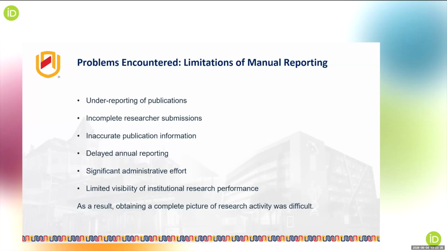Right, so I earlier mentioned a few limitations. Some of them here on the screen are underreporting of publications. This whole manual reporting process was causing underreporting of publications, incomplete researcher submissions, inaccurate publication information, delayed reporting to stakeholders and management, and significant administration effort to collect all this information manually. That is a lot of work.